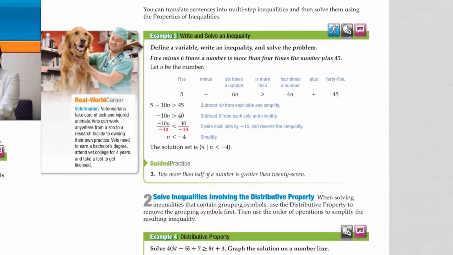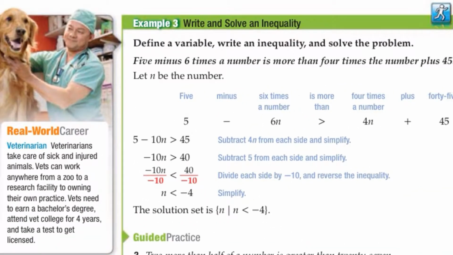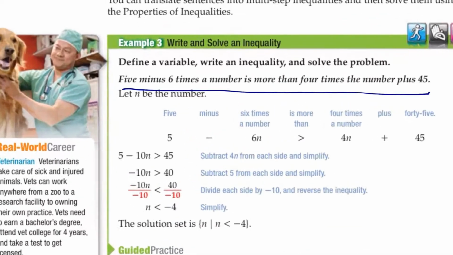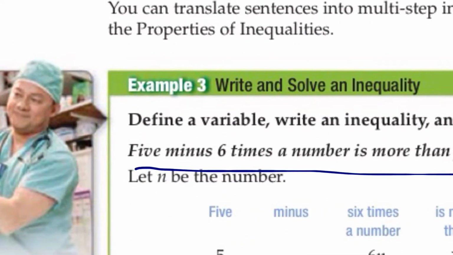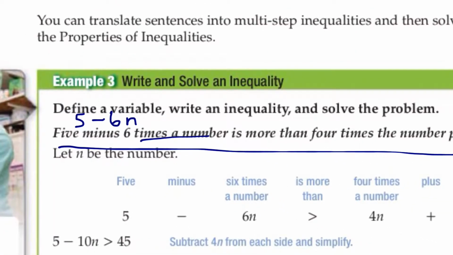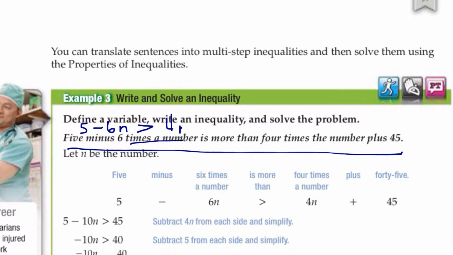Example 3 says write and solve an inequality. So same thing. All we're doing is solving, but instead we have to write the inequality. So again, 5 minus 6 times a number, so 6 times n, or x, is more than, means is greater than, 4 times the number, so number again, n plus 45.